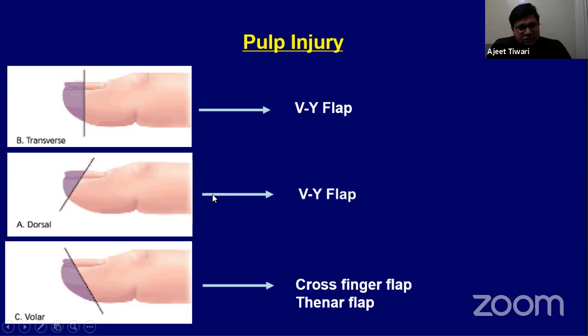If the patient has a dorsal oblique amputation, you can do the VY flap. But the VY flap cannot be done if the patient has a volar oblique amputation. In these kinds of defects, we should go for the cross finger flap and thinner flaps.